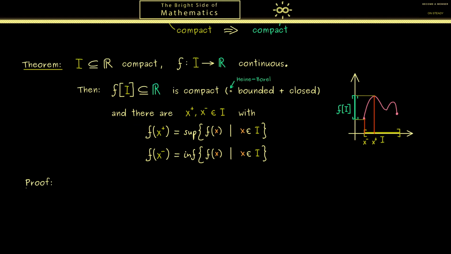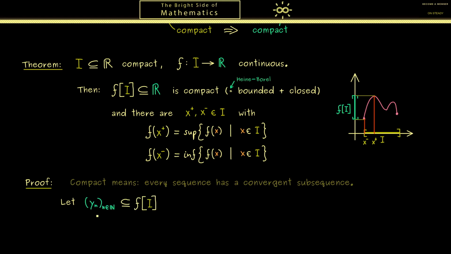For this, let's recall the definition of a compact set again. Now, compact for a set means if you choose any sequence with elements from this set, there is a convergent subsequence where the limit lies also in this set. In short, to remember it, every sequence has a convergent subsequence. And now for this reason, here we should start with a sequence y_n. Of course, the elements should come from the image we are interested in.